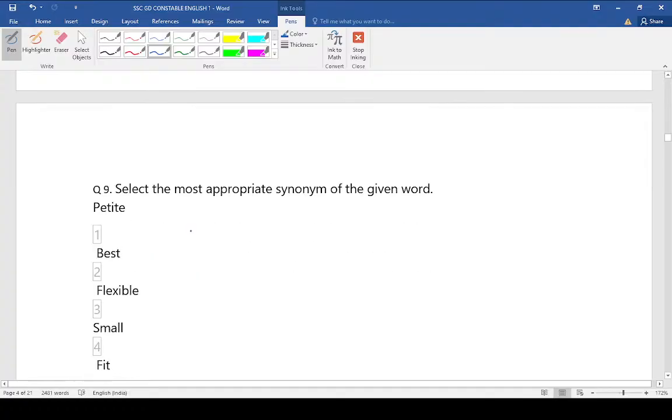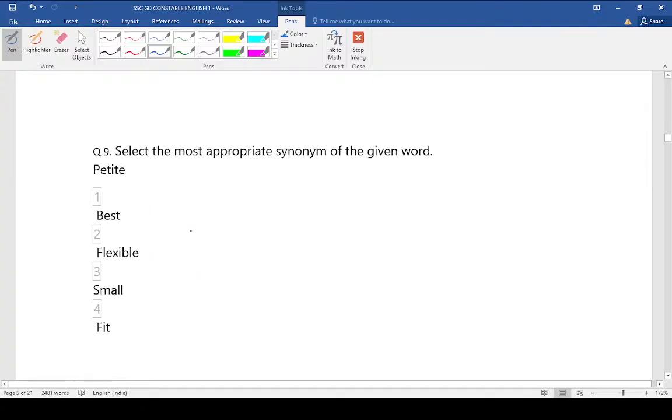Select the most appropriate synonym of the given word. Synonym is nothing but same meaning. Petite is nothing but small. Direct word only. So accordingly, best flexible small fit is given. What will be the answer? Petite is nothing but small size figure. So here this will be the correct answer. So now we will go for the next question.